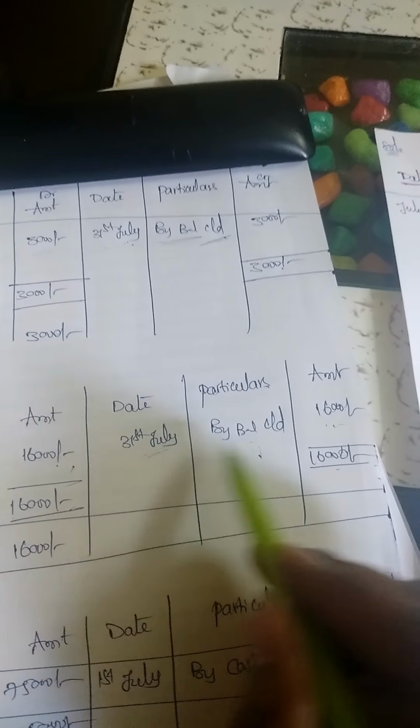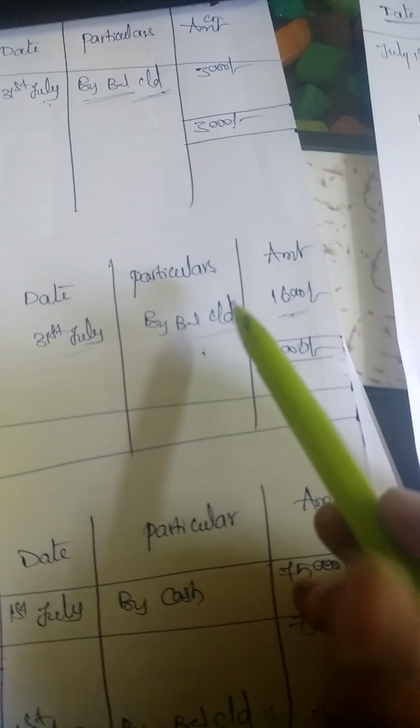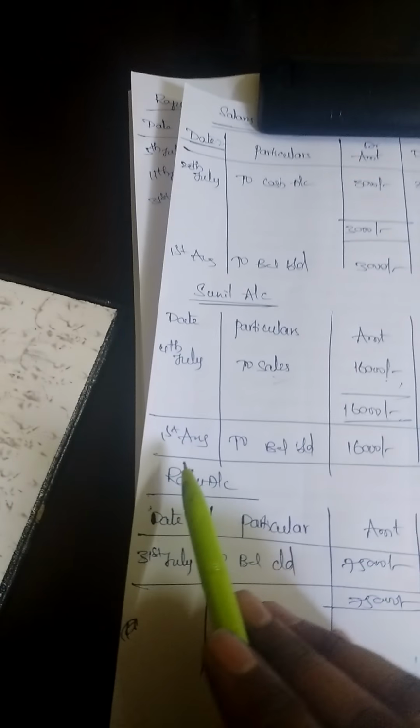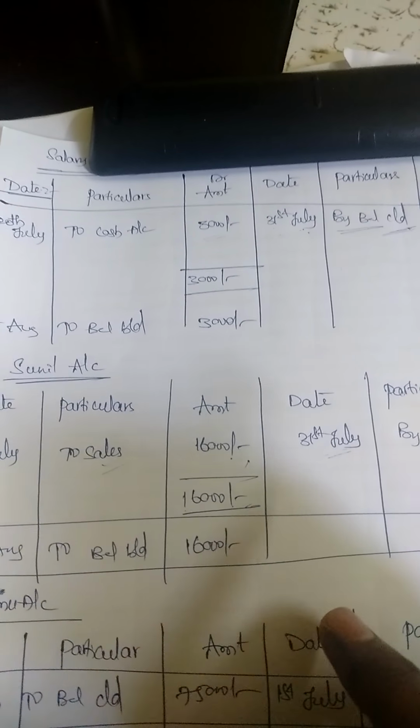At the end of the month we have to write by balance carried down, the amount is 16,000 rupees. The same 16,000 rupees amount we have to carry down to the next month.